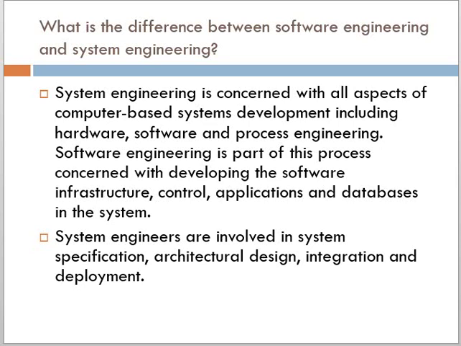Now, what is the difference between software engineering and system engineering? This question is very important from the exam point of view. Software engineering helps to study and know some methods, diagrams and so on to know how to develop good software, and system engineering is involved with the system specification, system architecture, etc. This is the basic difference between software engineering and system engineering.